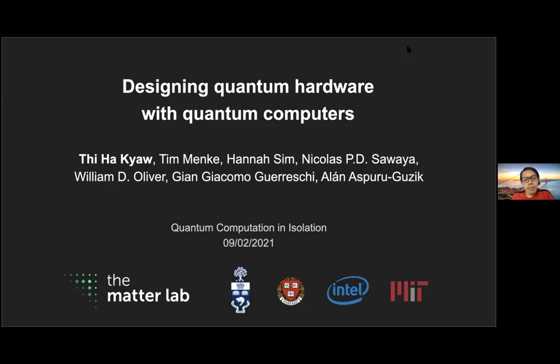So today, I'm going to talk about a few recent papers that we wrote together with my collaborators. It is about designing quantum hardware for a quantum computer. In particular, it's in collaboration with Team Hanna, who are based at Harvard and MIT, and we have Nicolas and Gian, who used to be our former group members, and now they are based at Intel Quantum in California, where Oliver is the PhD advisor of Tim.